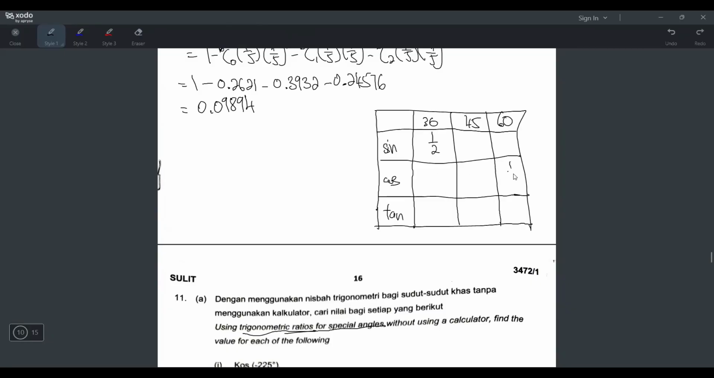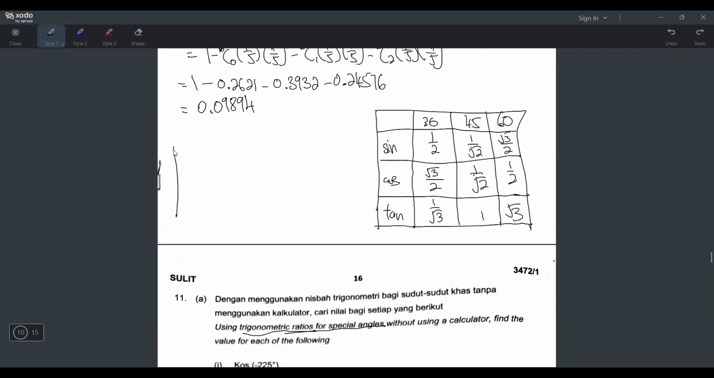This one is 1/2, 1/2, which means this one and this one are the same. And this one is root 3 over 2, here also the same, root 3 over 2. And then these two are the same, 1 over root 2, 1 over root 2. And then this one is 1 over root 3, this one is 1, this one is root 3. Yes, this is the table.